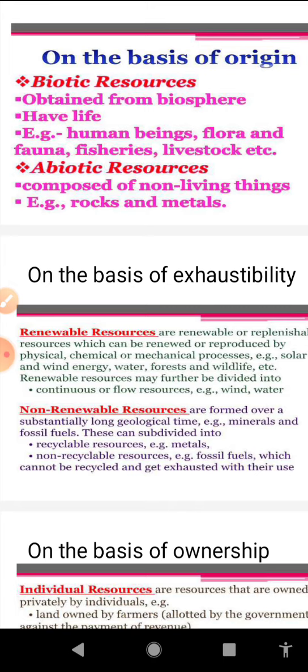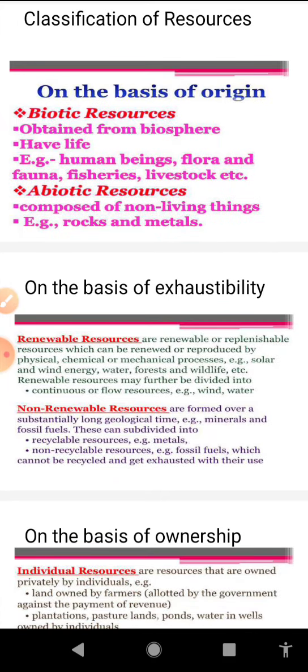Another classification is on the basis of renewability, or you can say exhaustibility. On the basis of exhaustibility, resources can be of two types, renewable and non-renewable. Renewable resources are those which can be replenished, regenerated naturally by physical, chemical, and mechanical processes in a very short time. You can take the example of forest, wildlife, wind energy, solar energy, water. These are renewable resources because they can be replenished naturally in a very short period of time.